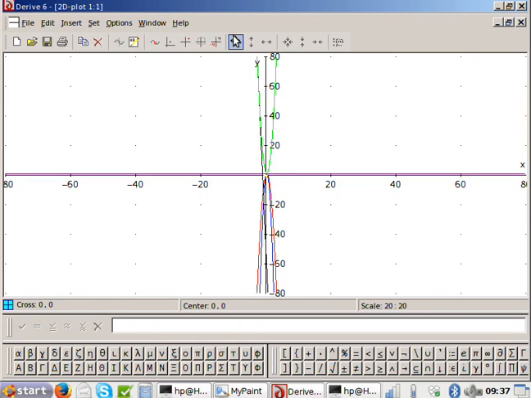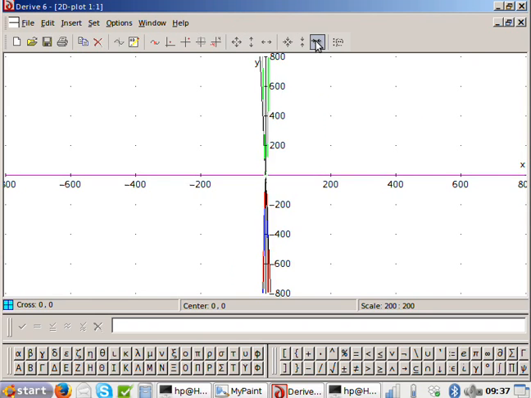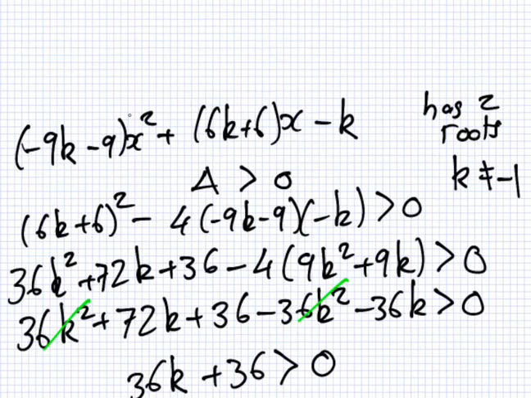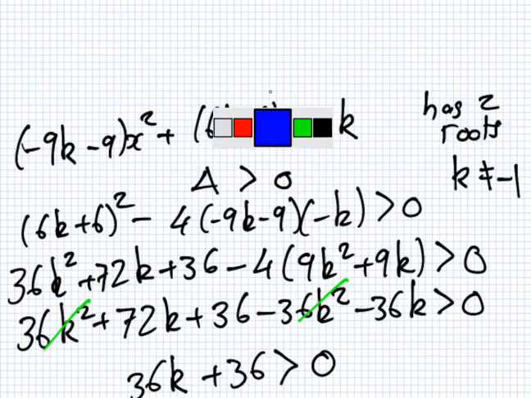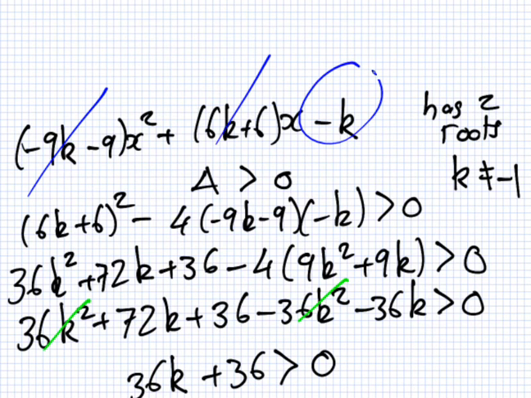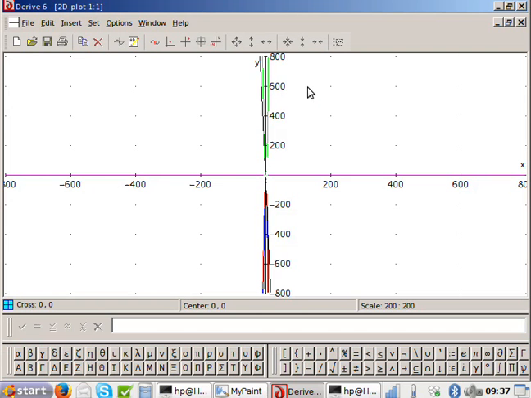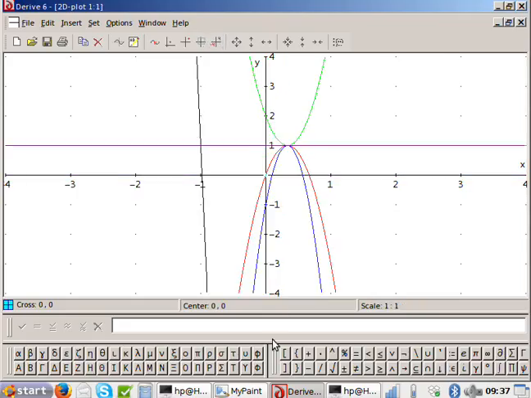So this here has two roots, so we know that the discriminant should be bigger than 0. We also know that k should not equal what? Yeah, shouldn't equal minus 1. Okay, let's see what we can say. b squared minus 4ac should be positive.